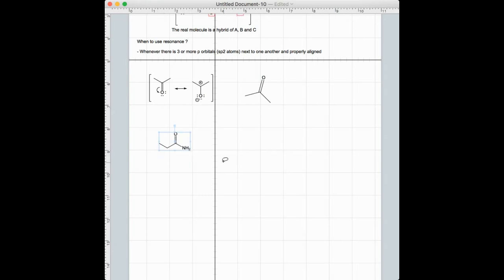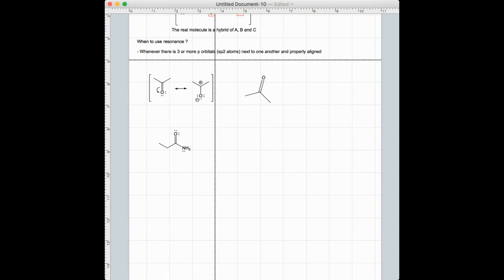So let's see. What's the name of this functional group that I have on the board? Amide. So that's an amide functional group. The first thing we need to do is to complete the Lewis structure. If I were to complete the Lewis structure for this compound, I will need to add a lone pair on the nitrogen and two lone pairs on the oxygen, right?